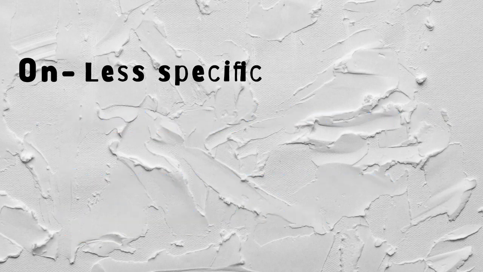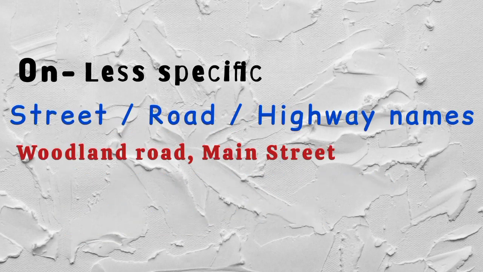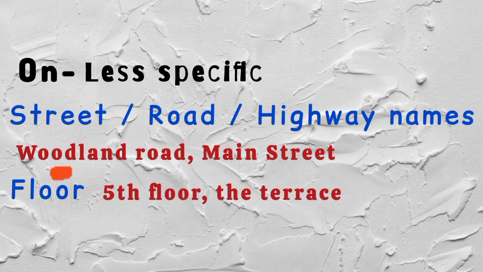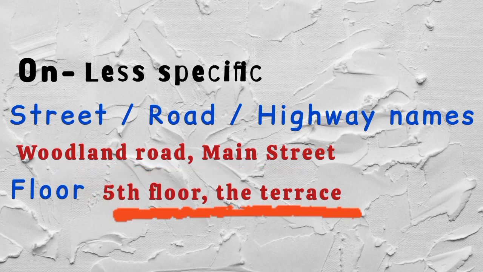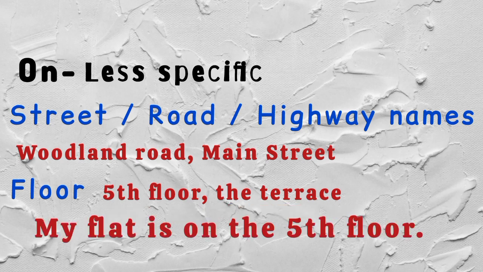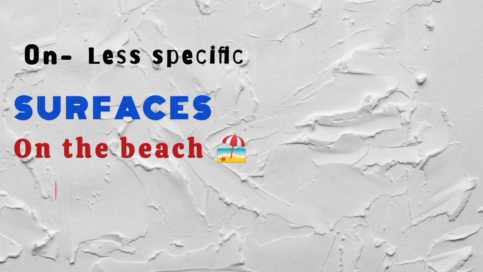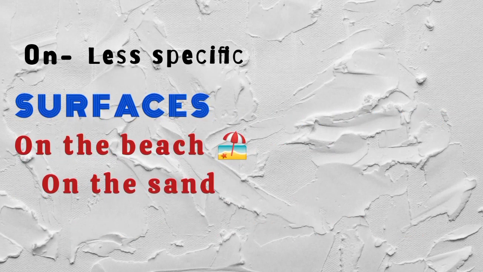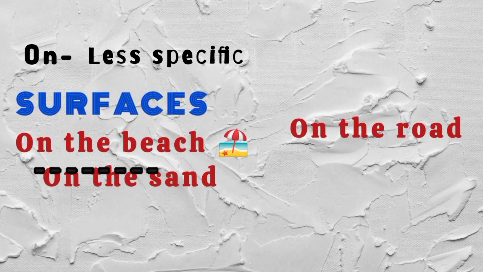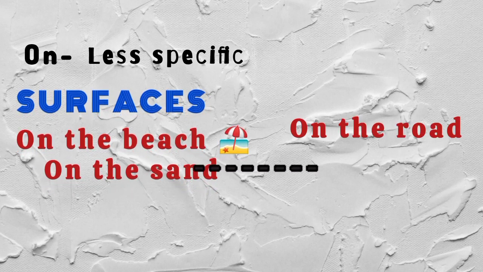Yes. On can be used when talking about street, road, or highway names. For example, Woodland Road, Main Street. On can also be used for the floor. You can say on the 5th floor, on the 6th floor, or on the terrace. For example, my flat is on the 5th floor. Here are some more examples to use the preposition on. On the beach, on the sand, on the road.